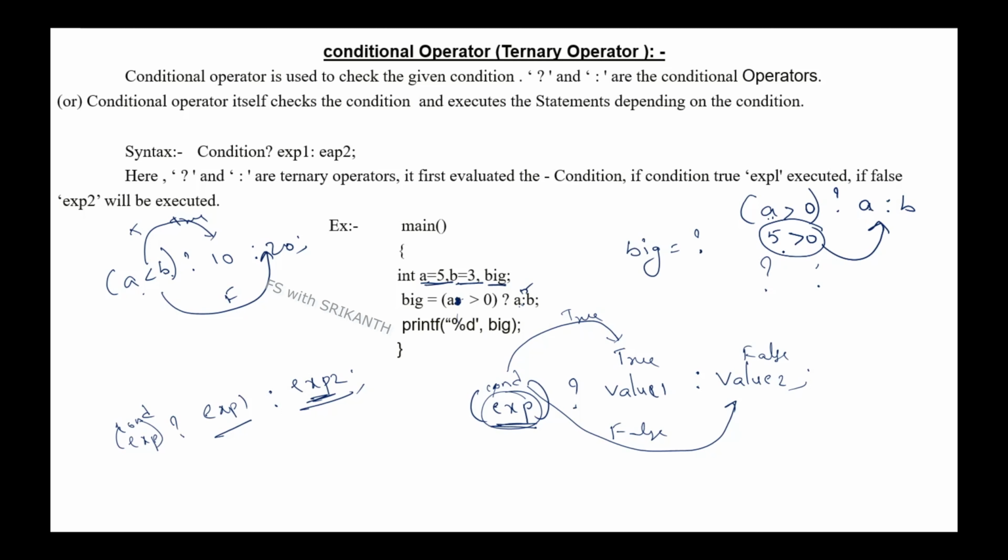Sir, okay, you said everything is good, but I can write it like this: a greater than 0, question mark, b colon a. Then a only prints, sir? No. Here, again I check the condition. What is the value of a? 5. 5 greater than 0, the condition is true. So it prints b only. What is the value of b? 3. It prints 3, not 5.